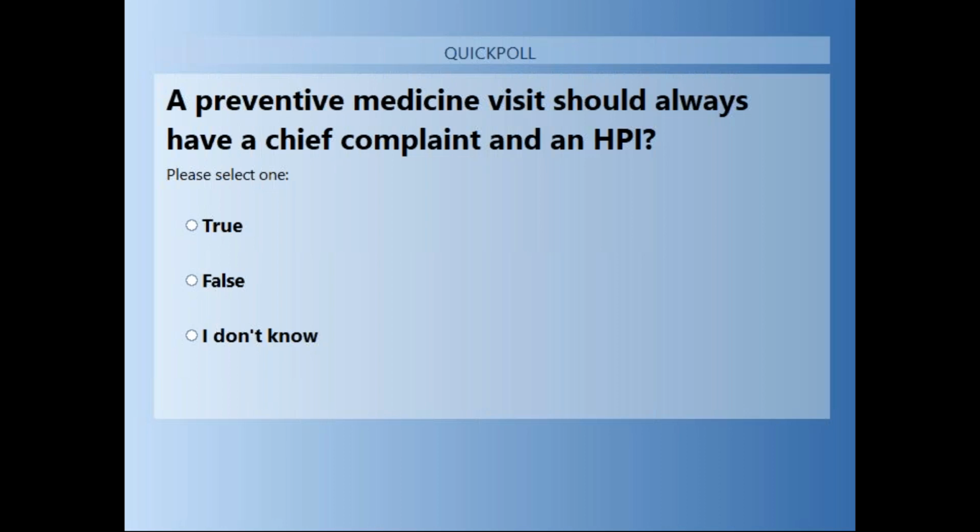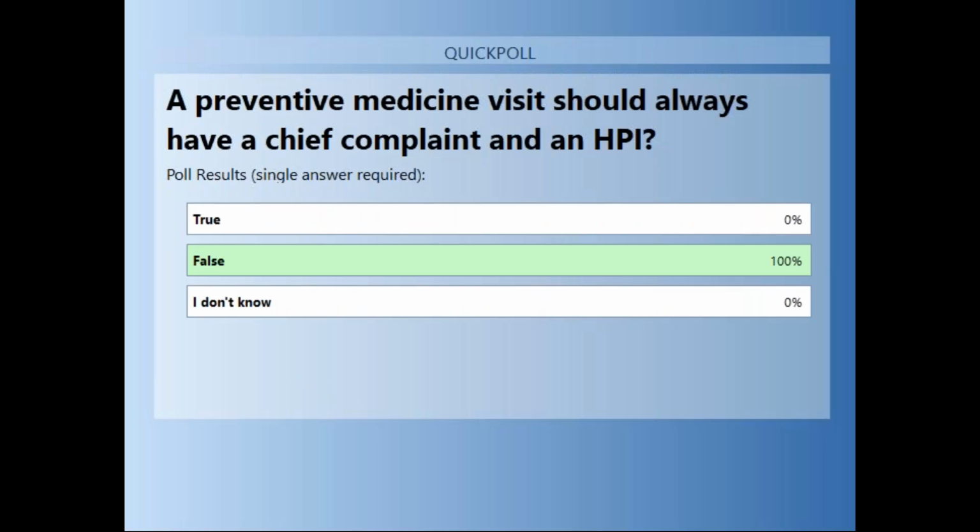And we've got responses trickling in. It's speeding up a little bit. I think we've got them thinking about this one, Shay. So take a couple seconds. What do you think? A preventative medicine visit should always have a chief complaint and an HPI. If anyone else wants to weigh in, I'm going to go ahead and close the poll. 3, 2, 1.